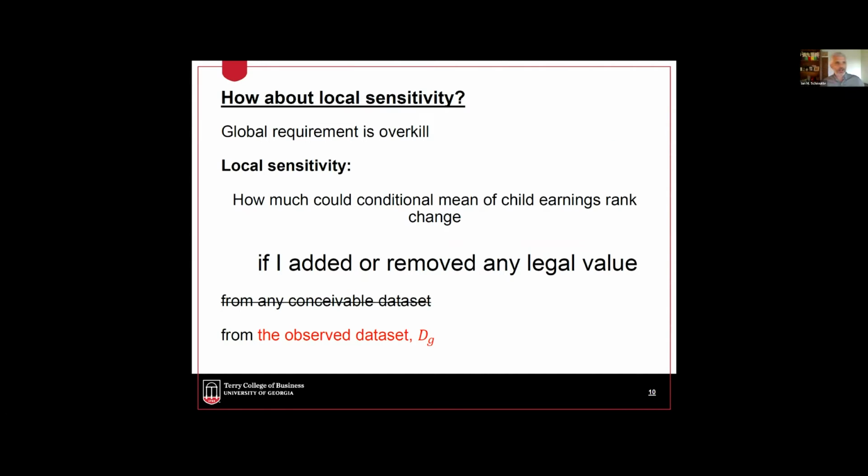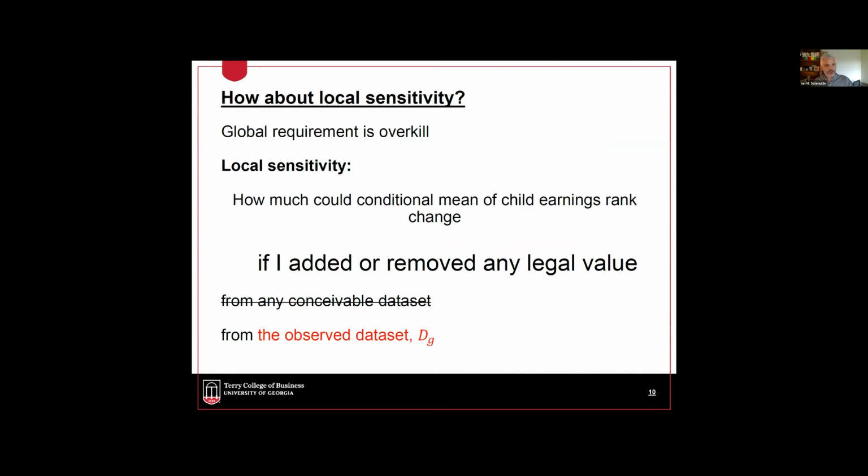So what else might we try? Well, we could think about using something called local sensitivity. The global requirement is overkill, because in this case, we know we have access to the data already, and we're going to apply this method to this particular data set. So we don't need to think about all of the potential data sets that we could have. We need to think about protecting deviations from the data set that we actually have.